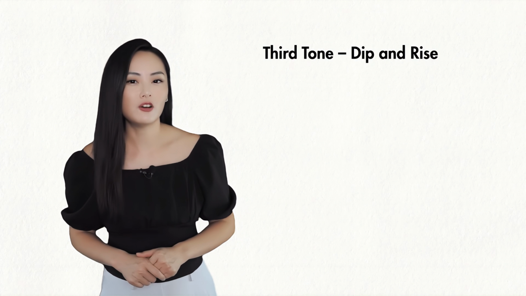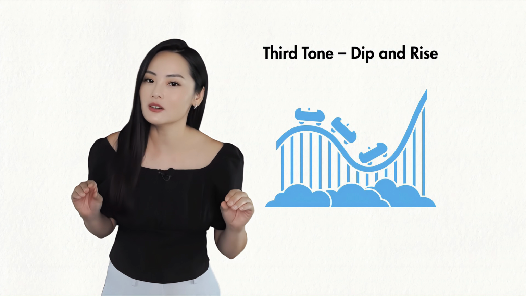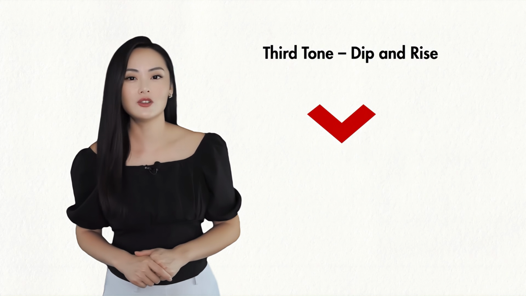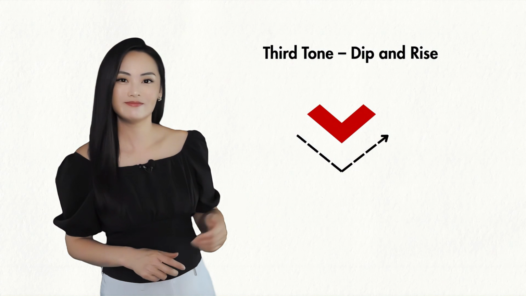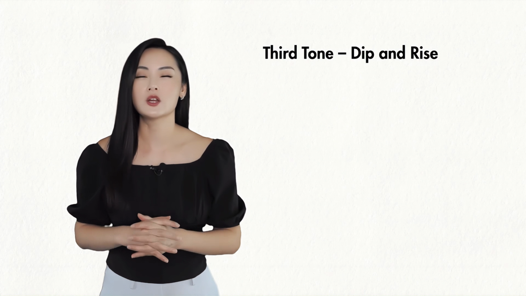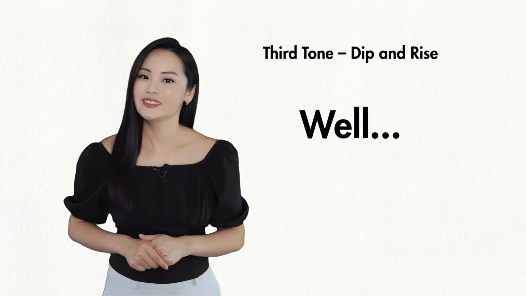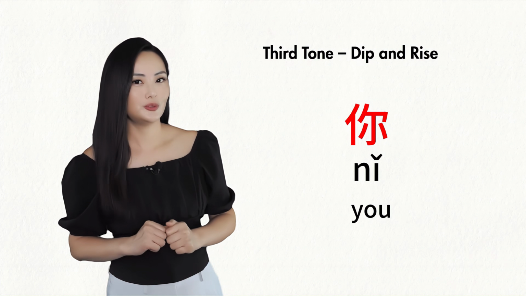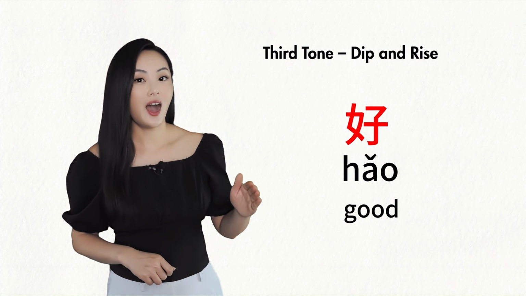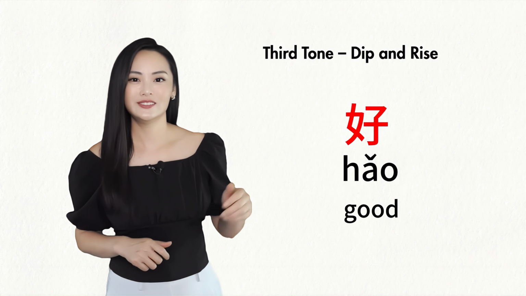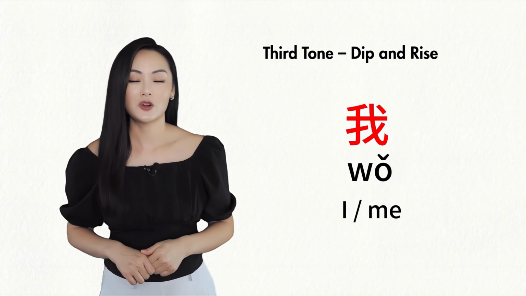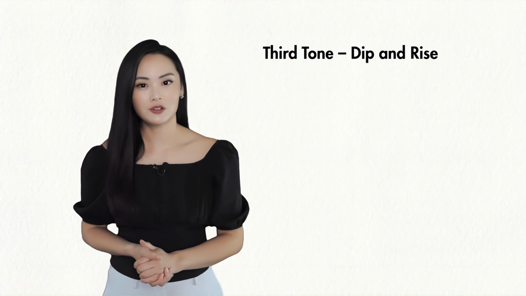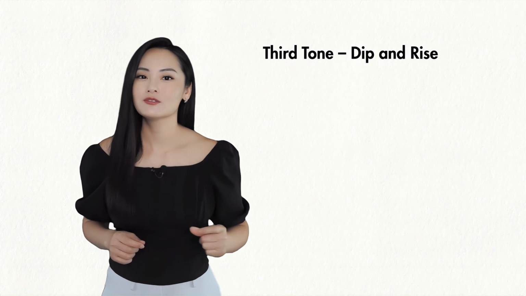The third tone is a bit of a roller coaster. Your voice starts in the middle, dips down, then comes back up again. In pinyin, it's shown with a little curve going down then up like this. It kind of sounds like you are thinking out loud, like, well. Let's take a look at some common words with the third tone. 你, you. 好, good. 我, I or me.